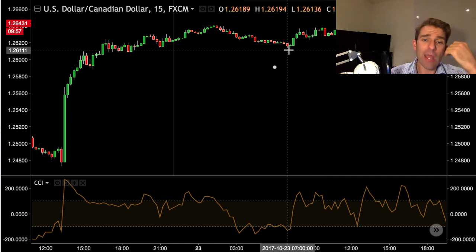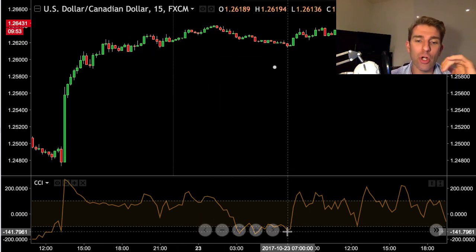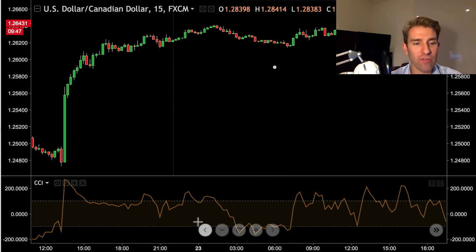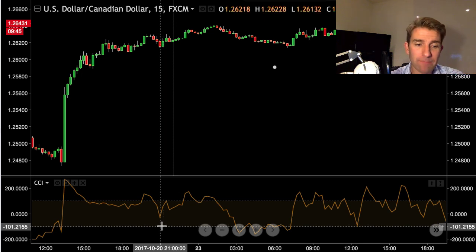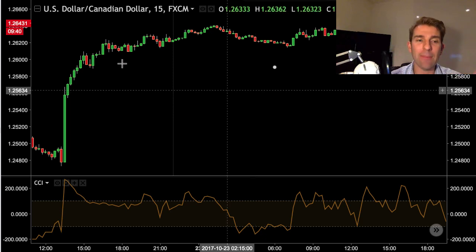So the point is, if we're coming down to support, we have to double check the trade's okay by looking at our CCI oscillator down below. If that's in the oversold region, in other words, if it's below minus 100, we're good to go long. If it's not, we have to wait. We have to hang back on the trade.